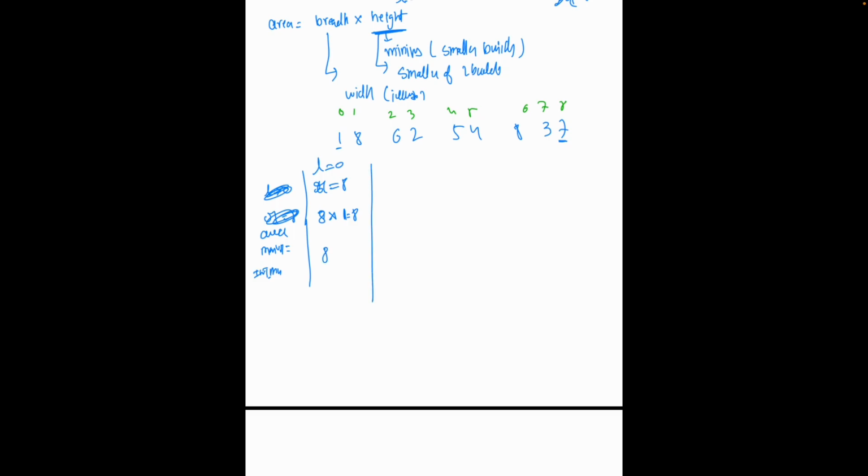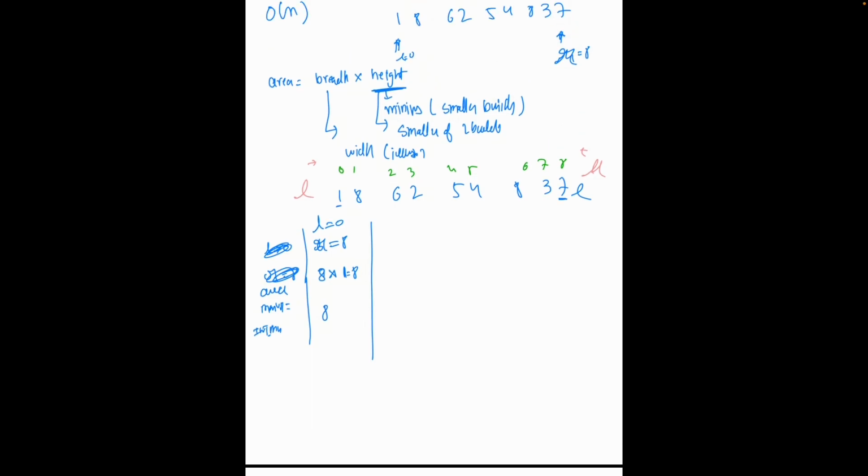Now the thing is how to move the indexes. Whenever we move L and R closer, we are already decreasing their distance. That means the value of breadth is decreasing. And in order to maximize area, if we are already decreasing this, we should increase this.